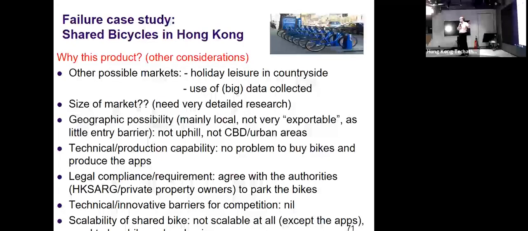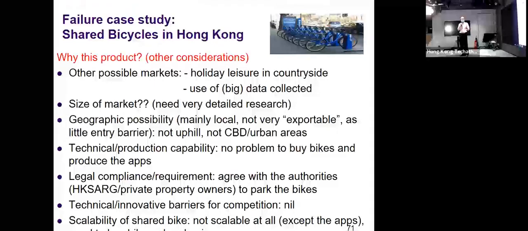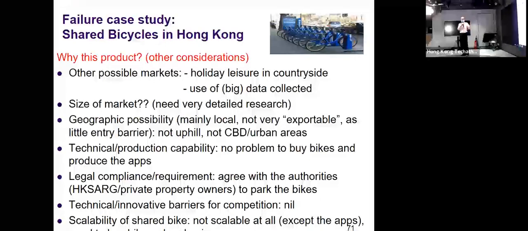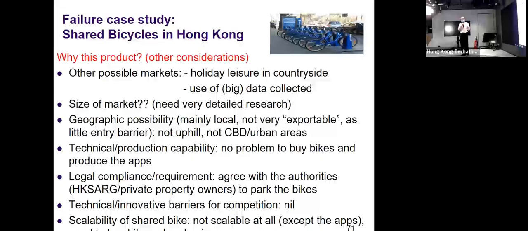During the holidays, on weekends, or during public holidays, it's good, you only pay $2.50 or $5 for half an hour, so this is a good price. What's the market size now? We need to do a lot of research in order to cover the market size, because the market is very diverse and complicated. Geographic possibility.